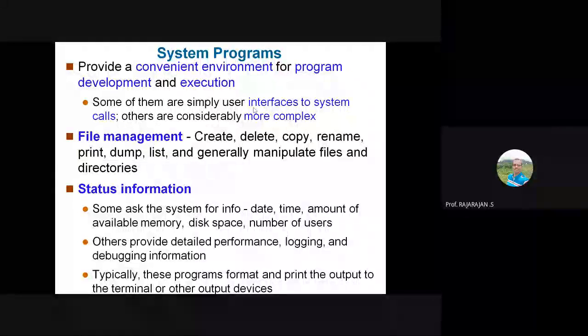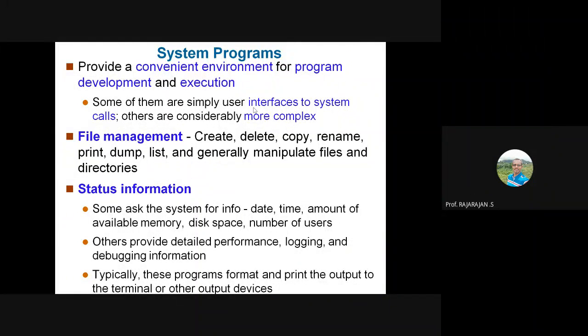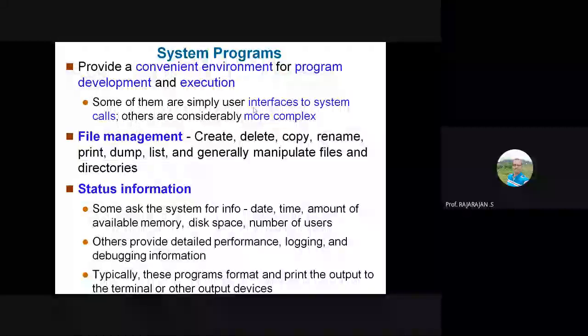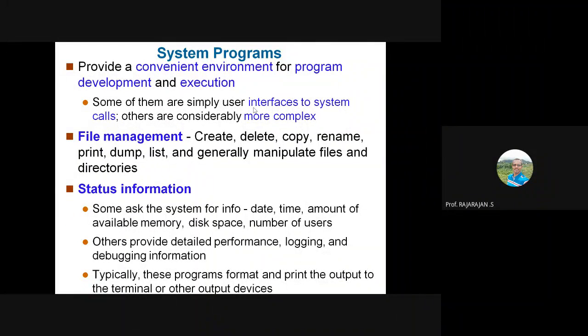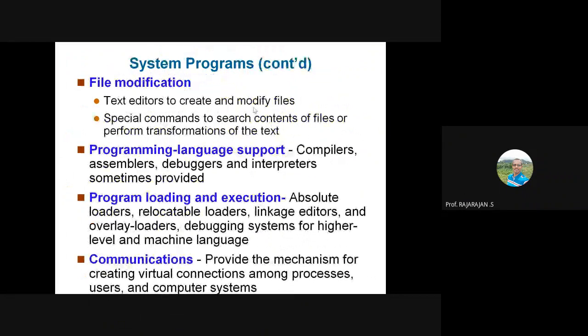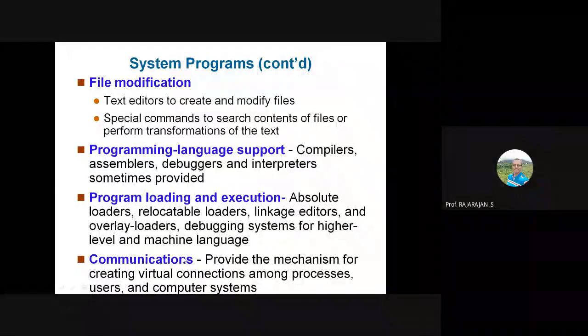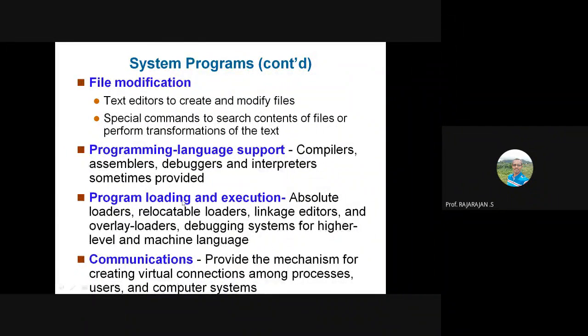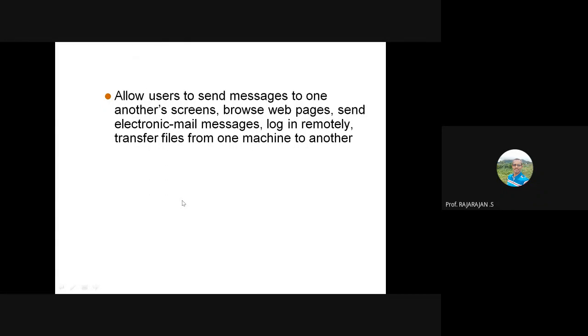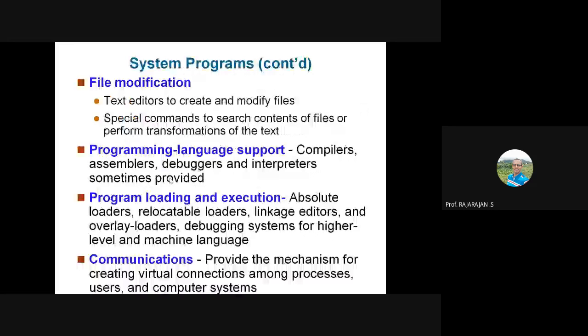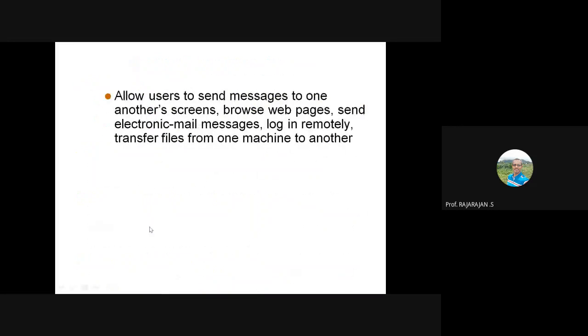And status information. Some ask the system for info like date, time, amount of available memory. For that, we need system programs. Even a compiler is a system program. And these are various other examples: compilers, assemblers, debuggers, interpreter, loader, linker. So the list goes on. So allow users to send messages to, okay, this is about a particular communication, it seems.